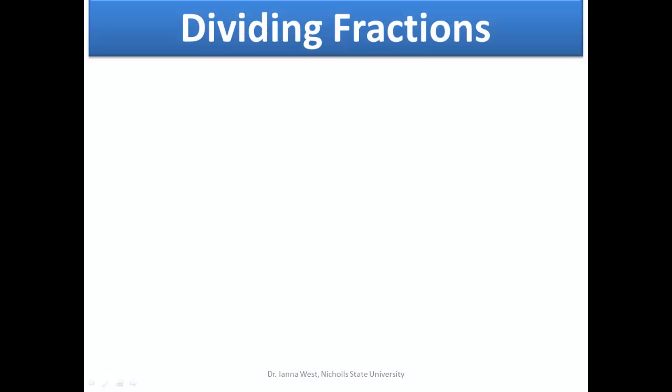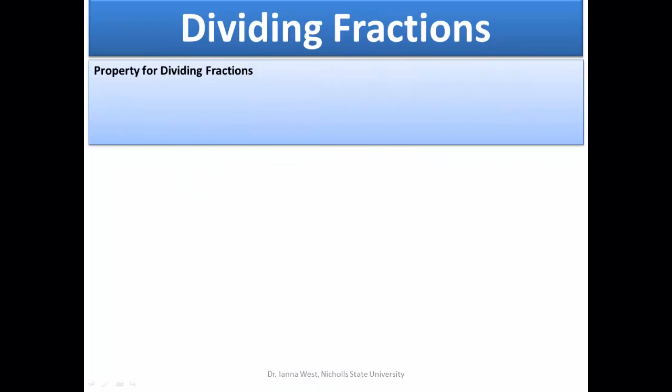We will now look at dividing fractions. We will let variables represent the numbers to describe the property for dividing fractions. Let A, B, C, and D be non-zero integers. Then A over B divided by C over D equals A over B times D over C.